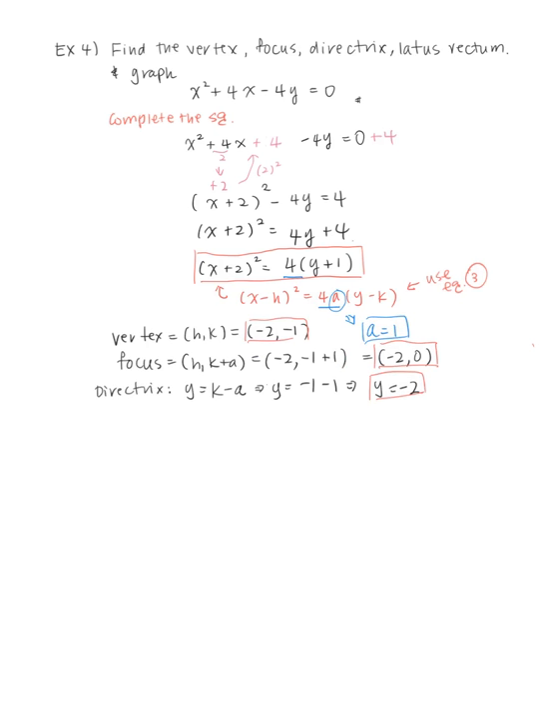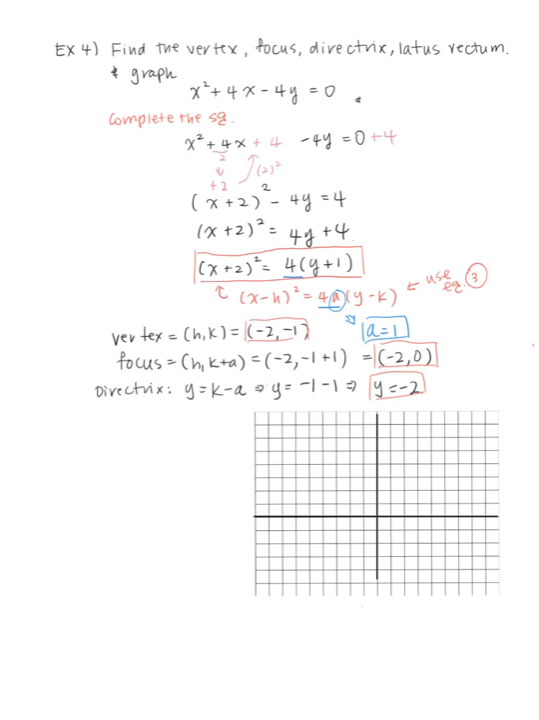So let's sketch this out and see what we get. The vertex is at (-2, -1). And the focus is (-2, 0). I hope you can see that. And then the directrix is the line y equals -2.